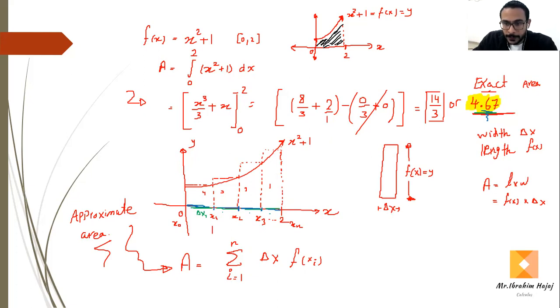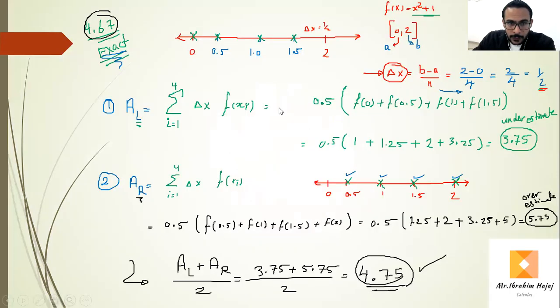All depends on area of rectangle, length times width, and the width is delta x, which is represented here by the distance between each number and the next number on the x-axis, and the height is f of x or y.